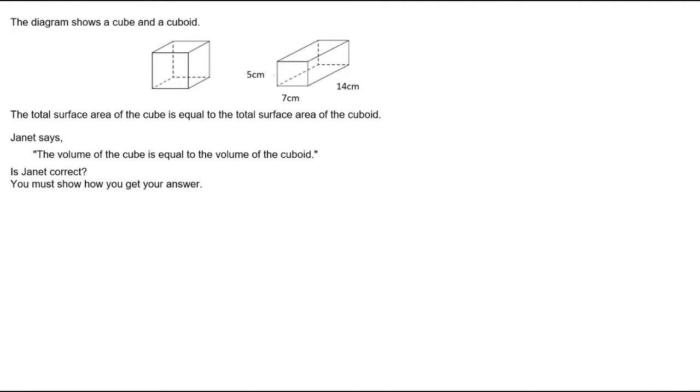Okay, so I have a calculator question now. It says that the diagram shows a cube and a cuboid. The total surface area. Now, surface area is the area of each face added together. So surface area is the area of each face, or the total area of each face. So each face added together.